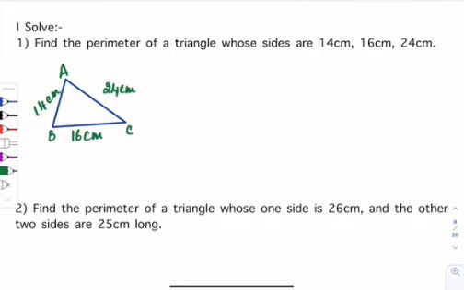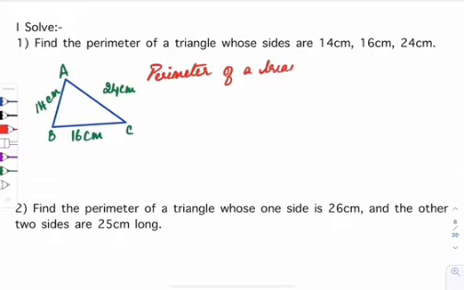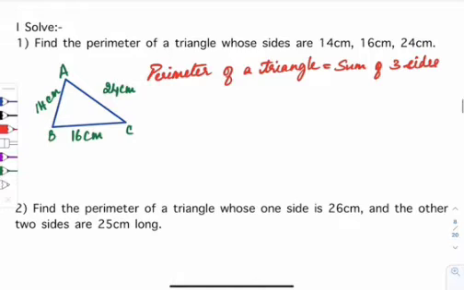Now the perimeter of this triangle is equal to, what is the general formula that we have understood till now? Perimeter of a triangle is the sum of three sides, correct? Now what are the sides? We just give this letter P. So what are the sides that we have here?